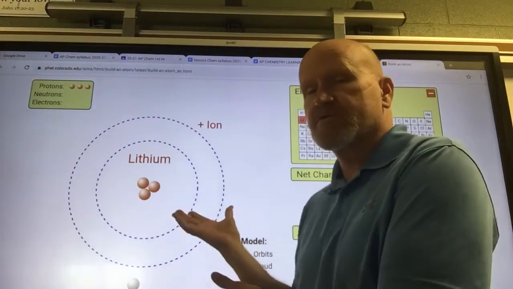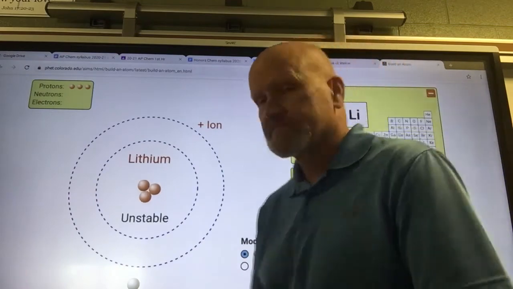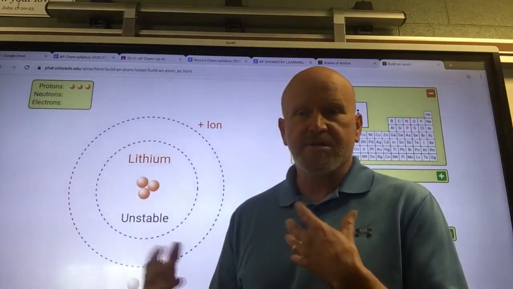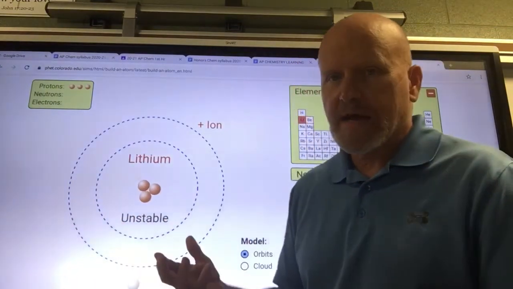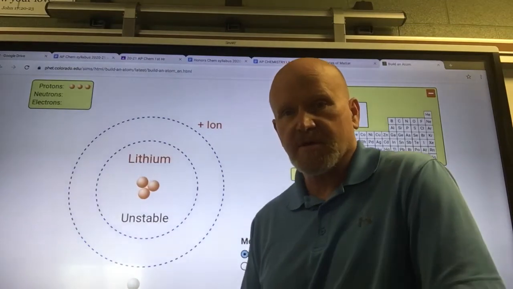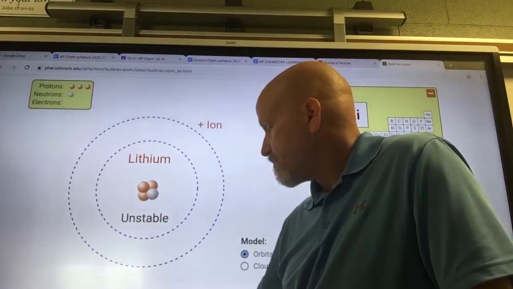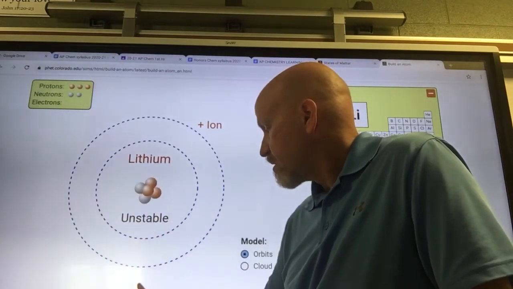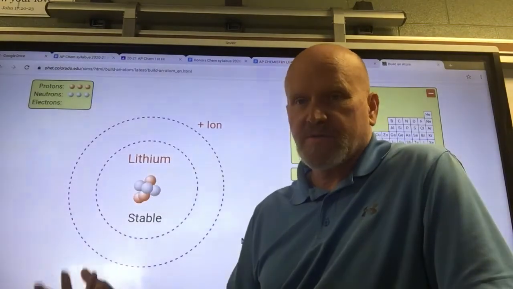Now this is not a neutral lithium atom, and also I can turn on the stability thing. That would be an unstable nucleus. What does that mean? This nucleus would be giving off radiation. It might go through a radioactive decay and turn into an actual other element, so it could go through fission. So if we start adding some neutrons in there, add enough of them, that actually holds it together.